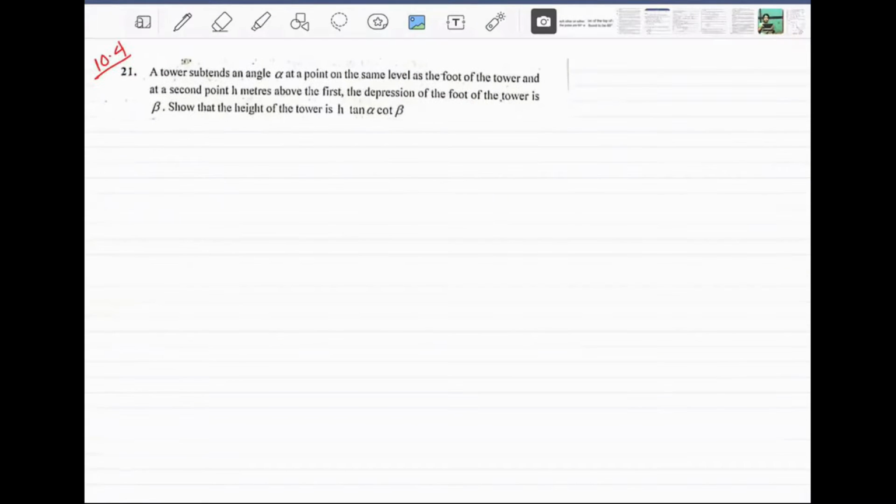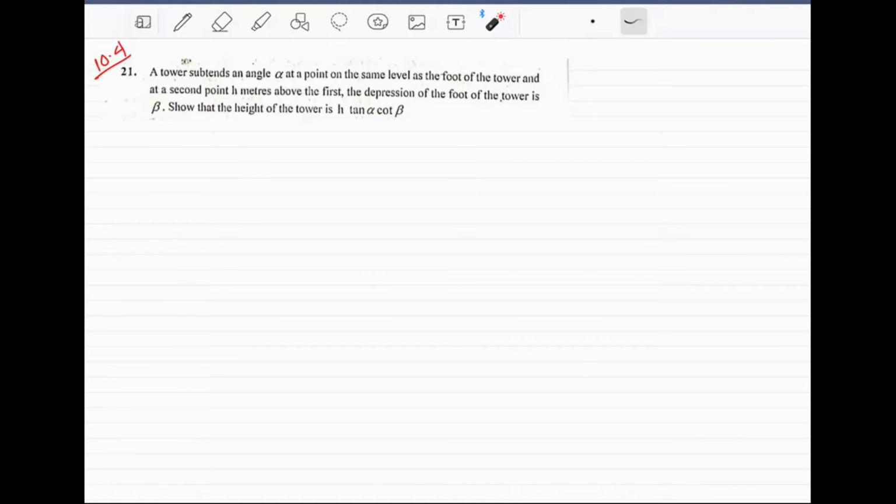So 10.4 question number 21. This time, the 21 and 22 are not numerical problems anymore, this is a proving part. Pay attention carefully, because this is going to be a little more difficult than the previous question, because it's concept based, not calculation based. Okay, so let's try to figure out the diagram first from the question itself.